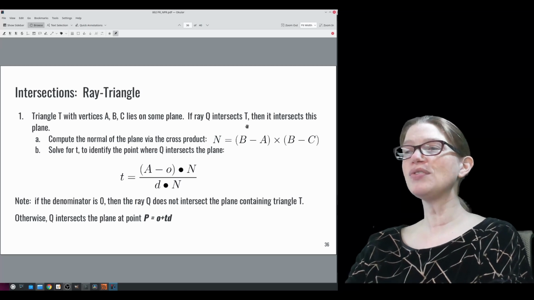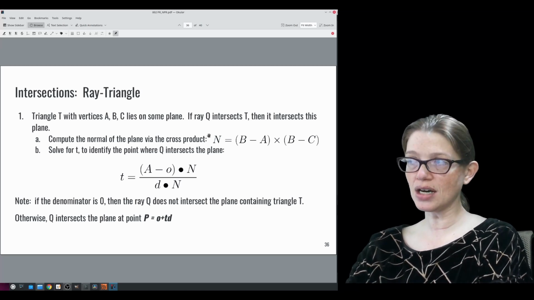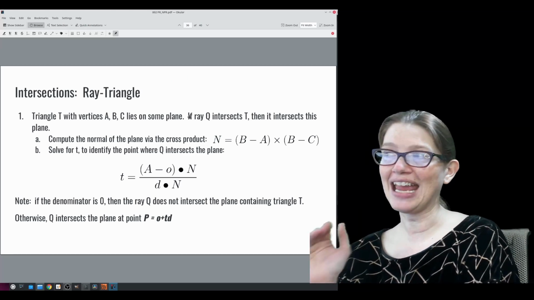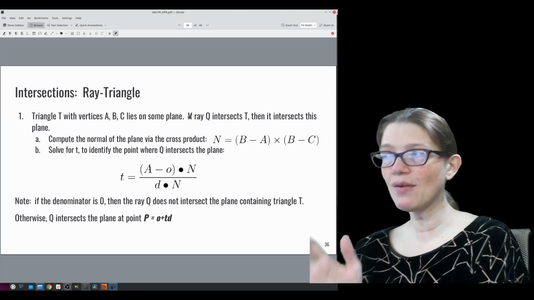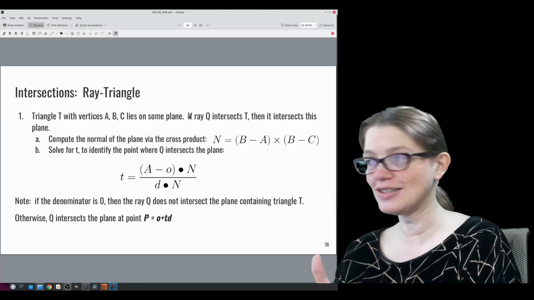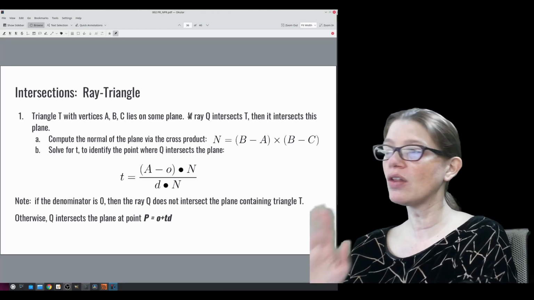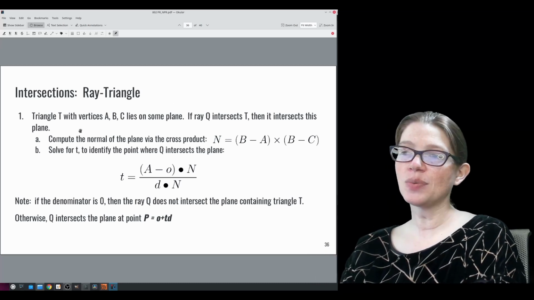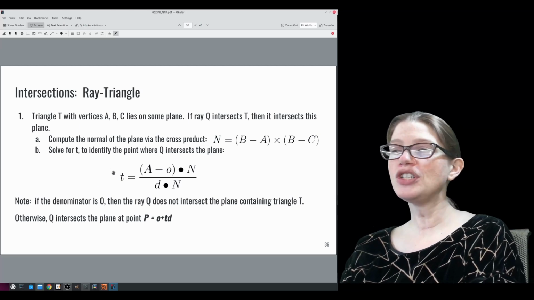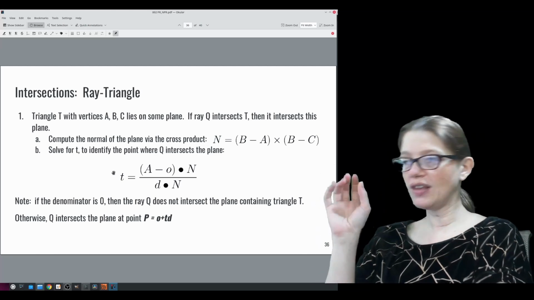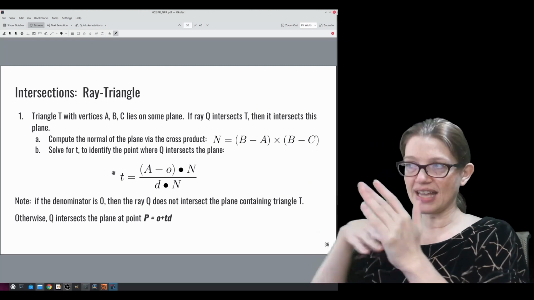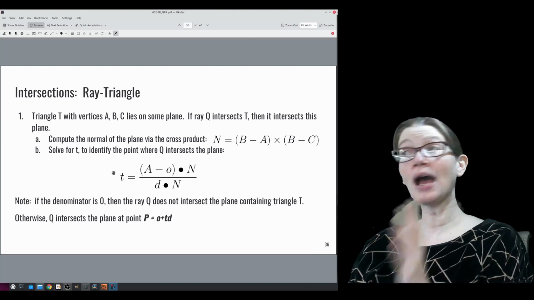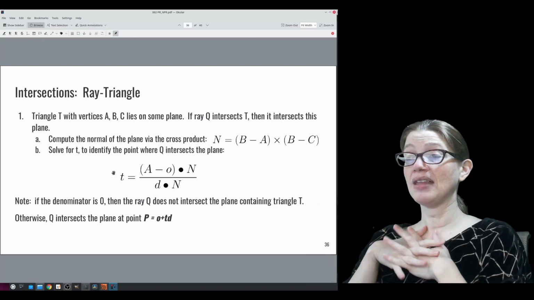Now, before we use this normal, something that's not written here: please make sure you actually normalize it so that it has length 1. Whenever you make a vector, make sure it has unit length. That's a critical step here. Then we're going to solve for t, which is going to identify the point where our ray Q intersects the plane. So we're not testing the triangle right now. Right now we're testing, does the ray intersect the plane?